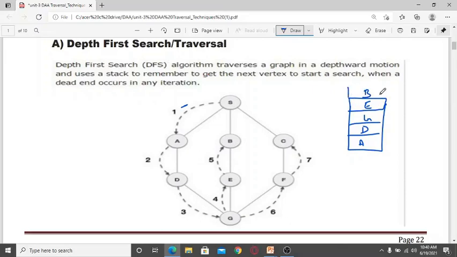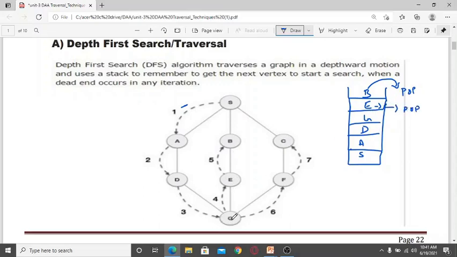E to B. Okay. Is there any connection from this B? B is connected to S, but we already have S here, so we need to pop this. Okay, after popping this, again it comes back to position E. Is there any connection here? Already G is added. This also needs to be popped.